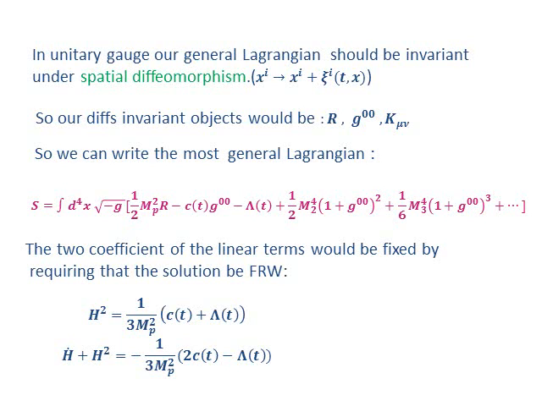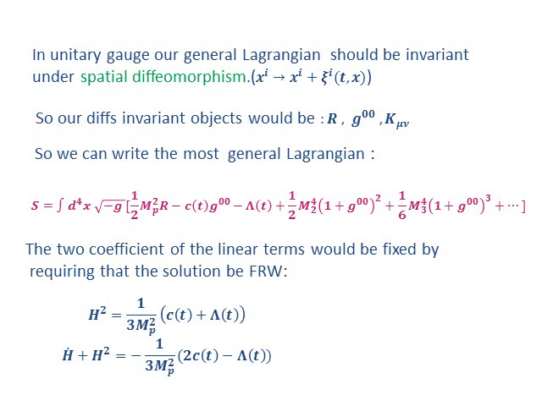So in this gauge, our Lagrangian should be generally invariant under spatial diffeomorphism, that is when xi goes to xi plus kci. Now the only parameters that we can add to our Lagrangian are the Ricci scalar, the G00, which is also invariant under the spatial diffeomorphism, and also another parameter K mu nu, which is the extrinsic curvature of those constant spatial surfaces. So we can write our most general Lagrangian by this.